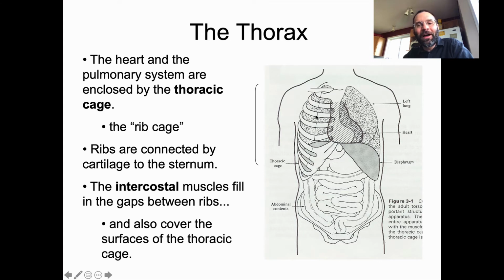Those gaps are filled up by muscles called intercostal muscles. So intercostal is another technical term. Pretty sure this comes from Latin, because the inter part means between and the costal part means ribs. So this just means these are muscles between your ribs. And you can see it in this diagram here. They're filling in these gaps. And they will also cover the surfaces of the thoracic cage. So they're on the inside of the rib cage and they're on the outside of the rib cage. The technical term for the rib cage is thoracic cage. I think you can see where that comes from based on the word thorax.